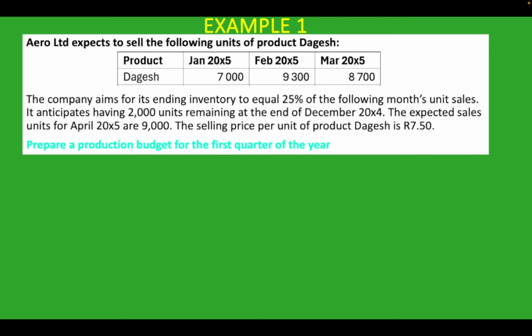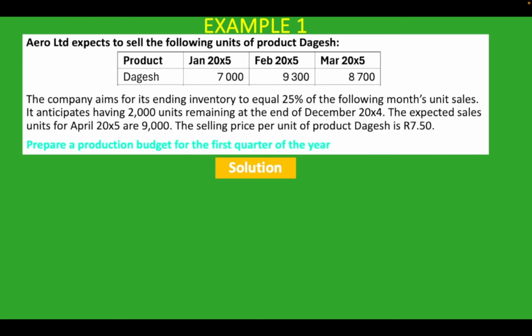Okay, we're asked to prepare the production budget for the first quarter of the year, and we know the first quarter of the year would be the first 3 months of the year, that is January to March. Okay, so we're given all the details that we need. We're given the expected sales, we're given the expected ending inventory, and the expected opening inventory. So how are we going to go about doing this?